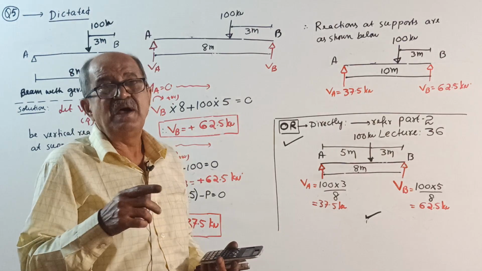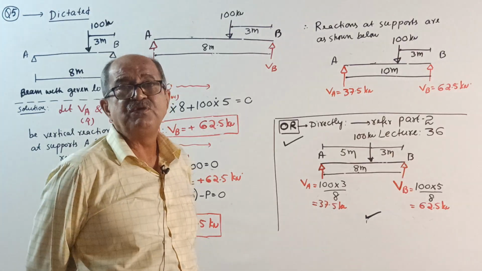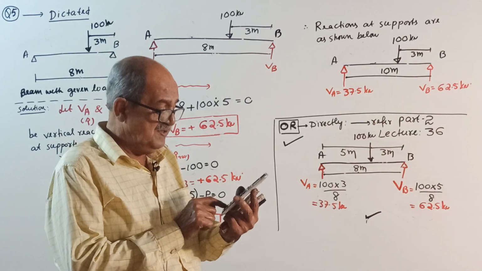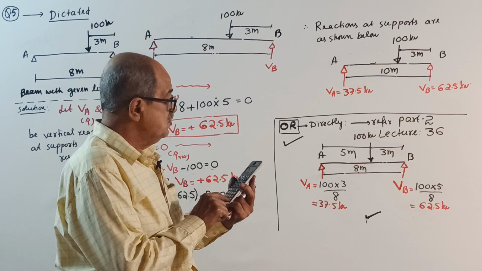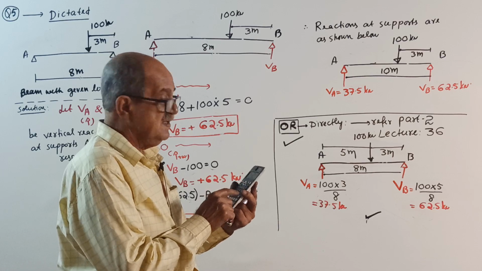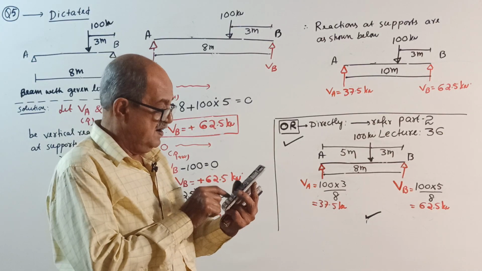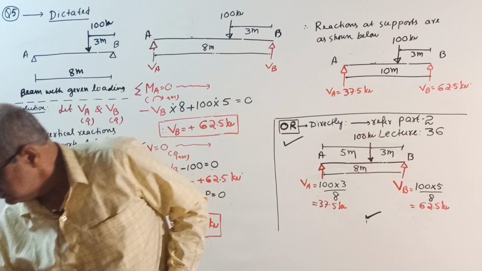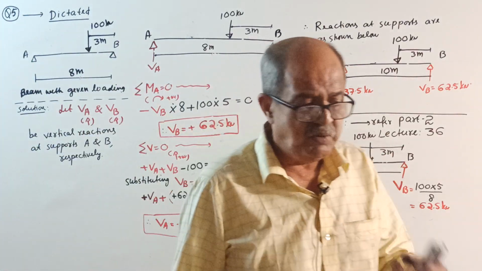So I don't require this concept this much. Left side and right side are 5:3. So reactions are 3:5. 3:5 means 3 by 8 of 100 is 37.5. The other one is 5 by 8 of 100 equal to 62.5. That's what I will do. Okay, this is also over. Next, new question. I will write on the board.